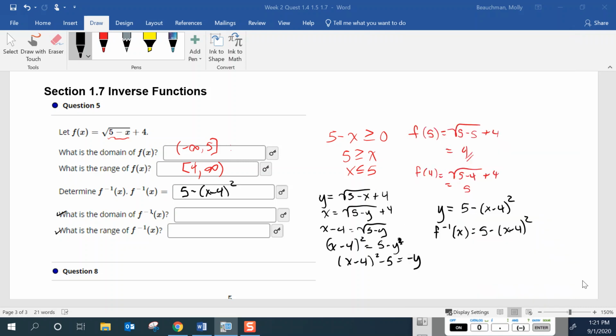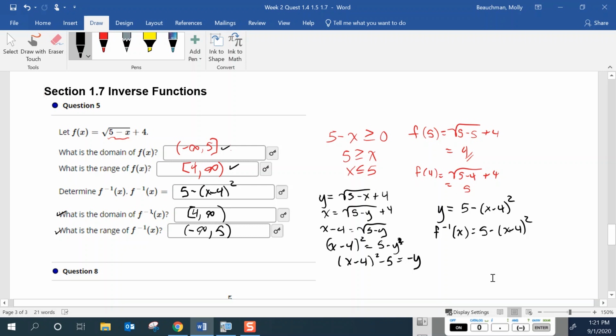Whenever you have your original function's domain and range, the inverse function is going to take the domain and range and switch them. So if the x values I can use in my original function are negative infinity to 5, that's going to be the range of my inverse function. If the range of my original function is 4 to infinity, then that's going to be the domain of my inverse. So x and y switch, which means that domains and ranges switch as well.